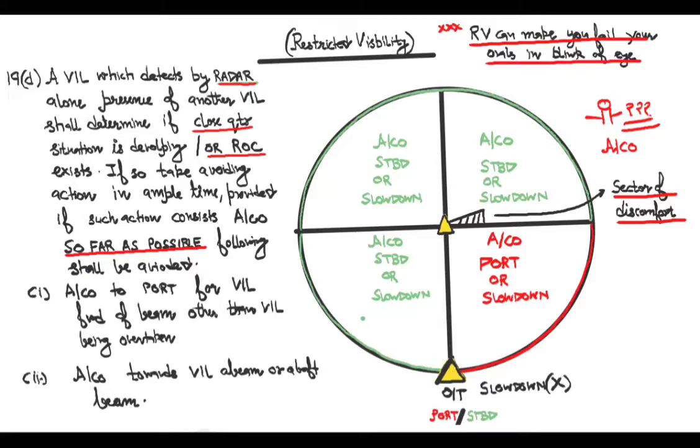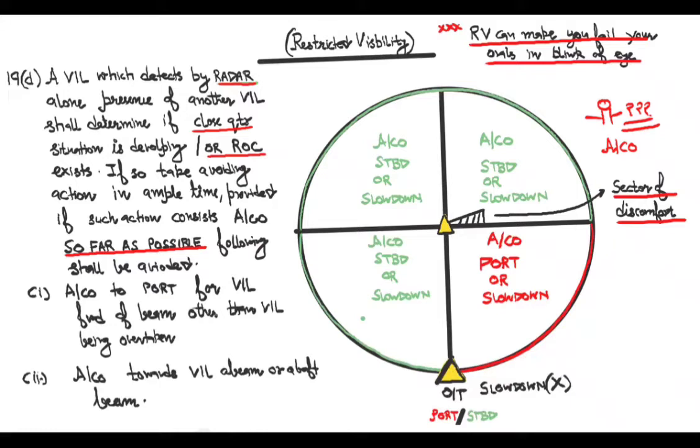And if you're thinking of taking action and that action is alteration, the following should be avoided. So what does it say? There is a diagram also on the screen. It says alteration to port for a vessel forward of your beam, other than a vessel being overtaken. So what it is saying here is that you should not alter to port if you have a vessel forward of your beam, other than a vessel being overtaken.